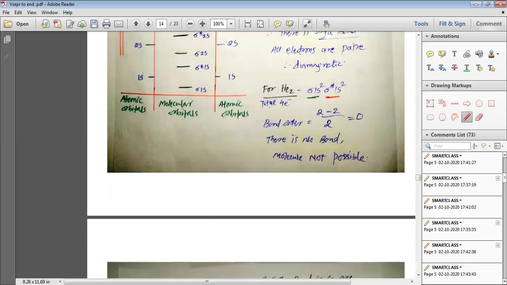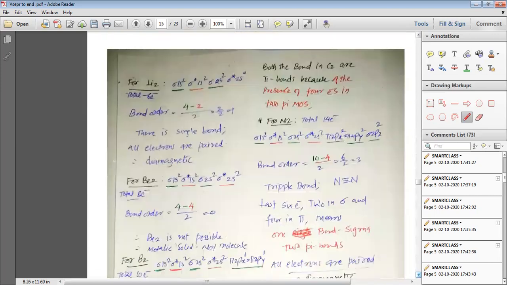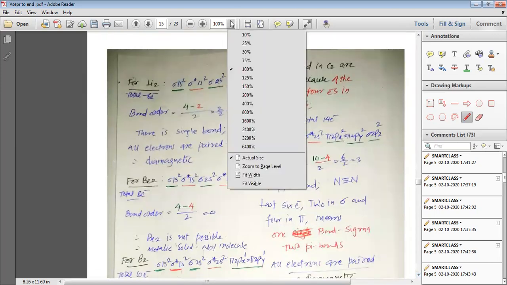Now we have the next molecule, He2. The total number of electrons is 4 because each helium atom has 2 electrons. So the electronic configuration is sigma 1s2, sigma star 1s2. You can see that in BMO we have 2 electrons, green pen, and in ABMO we have 2 electrons, red pen. And that is why bond order is equal to (2 minus 2) by 2, that is 0. So there is no bond, and that is why the He2 molecule is not possible, because helium is an inert gas.